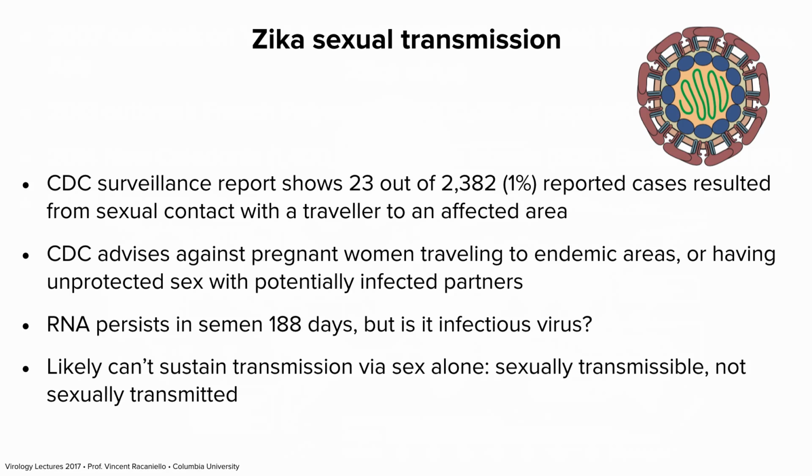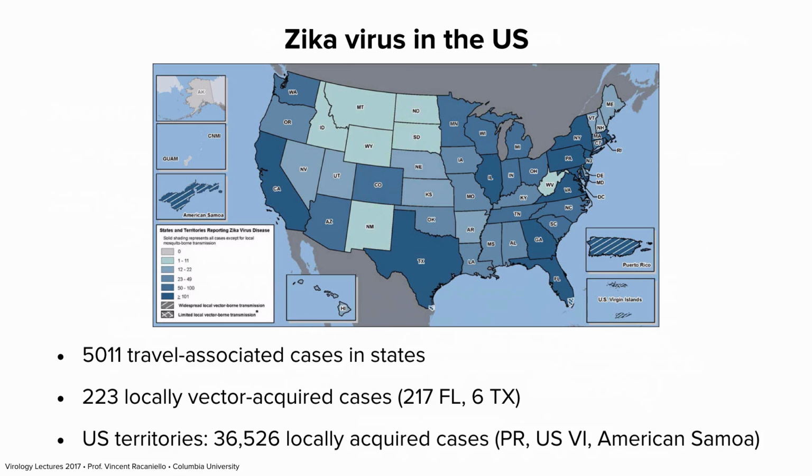That's obviously important. The key point here is that this virus cannot be sustained by sexual transmission alone. If you took away all the mosquitoes, it would not spread globally by transmission because the efficiency of transmission isn't good enough. So what I call this is a sexually transmissible infection, but it's not sexually transmitted. Sexually transmitted would be a virus like HIV, where it's one of the main means of transmission, as we'll see next time.